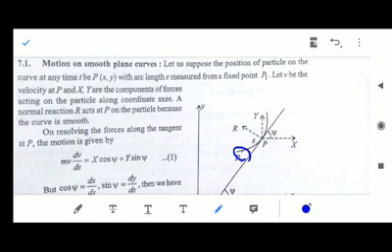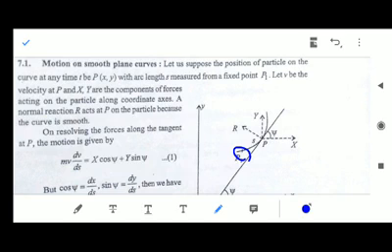Let V be the velocity at P, and X and Y are the components of the forces acting on the particle along the coordinate axes. A normal reaction R acts at P on the particle because the curve is smooth. So here only a normal reaction will act on the curve.